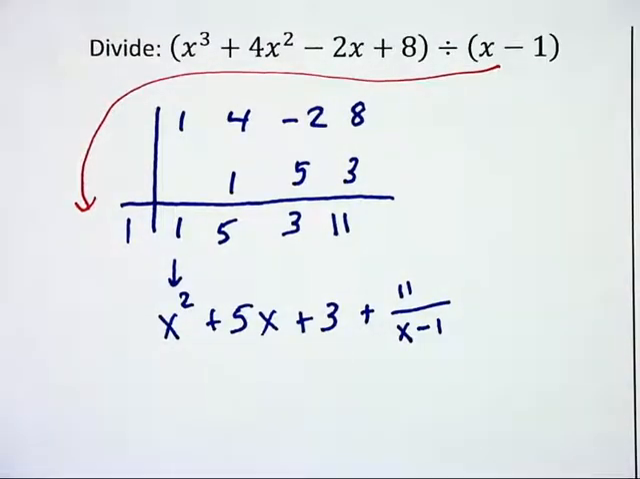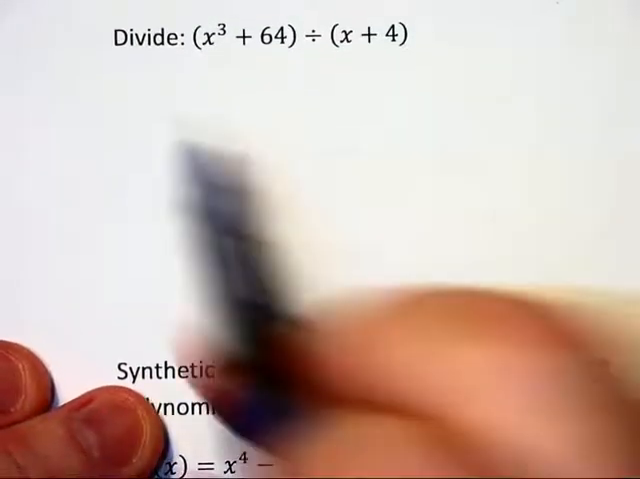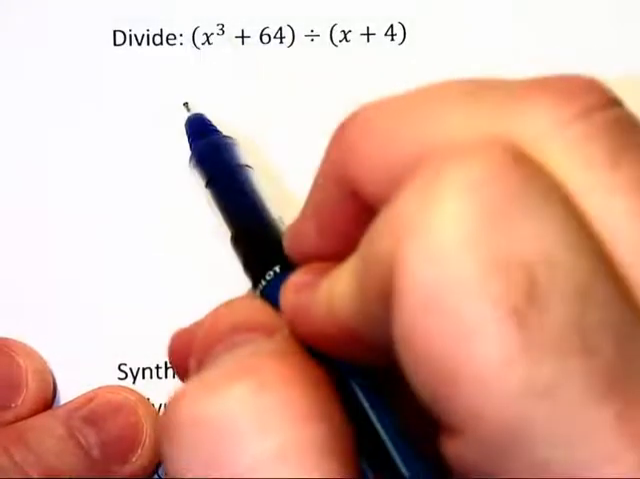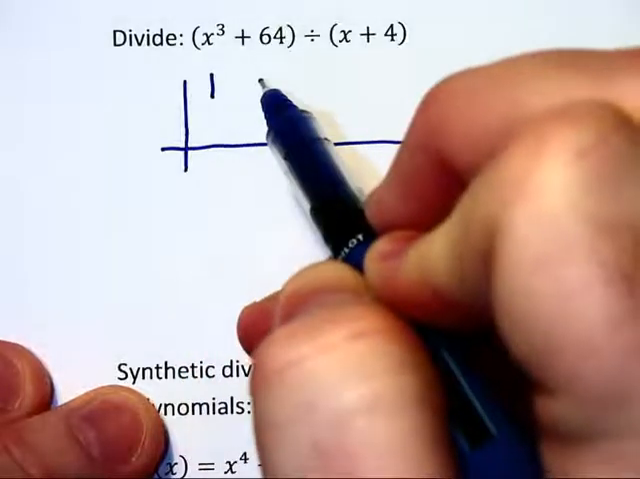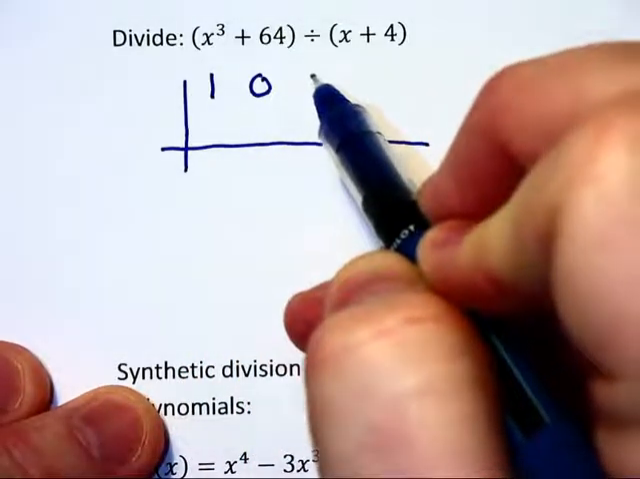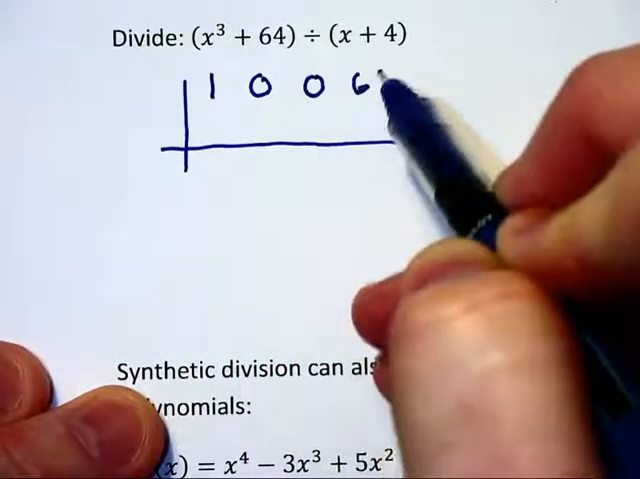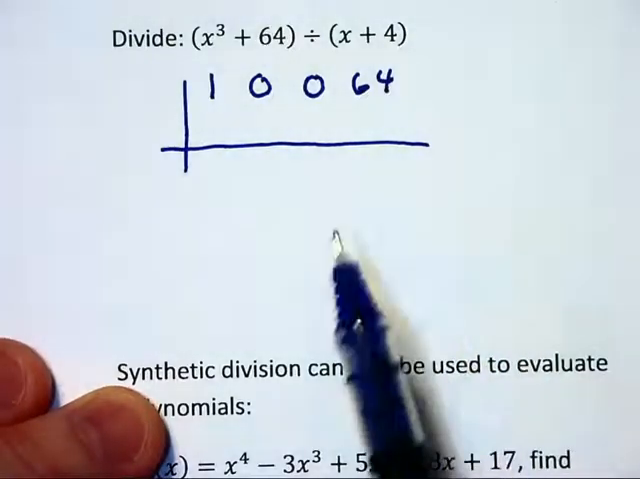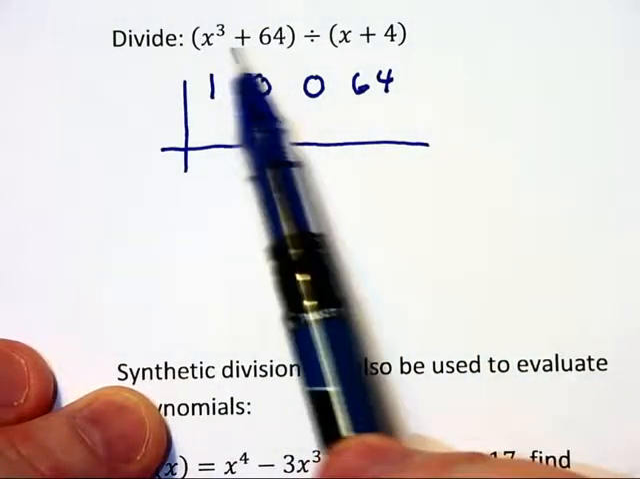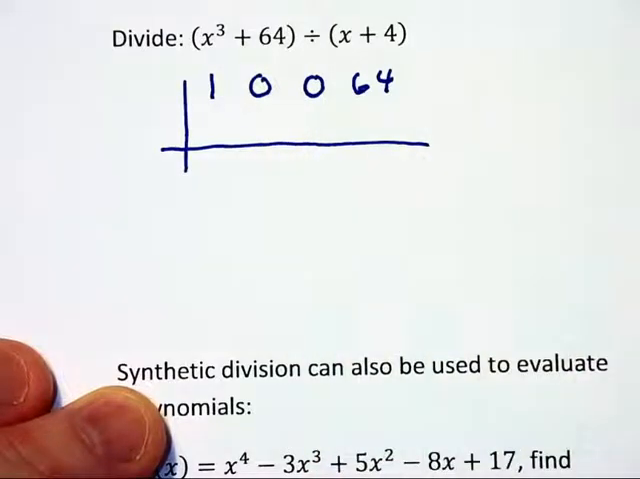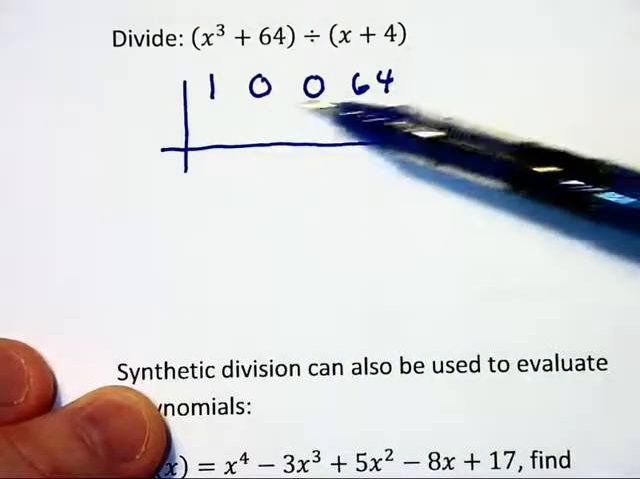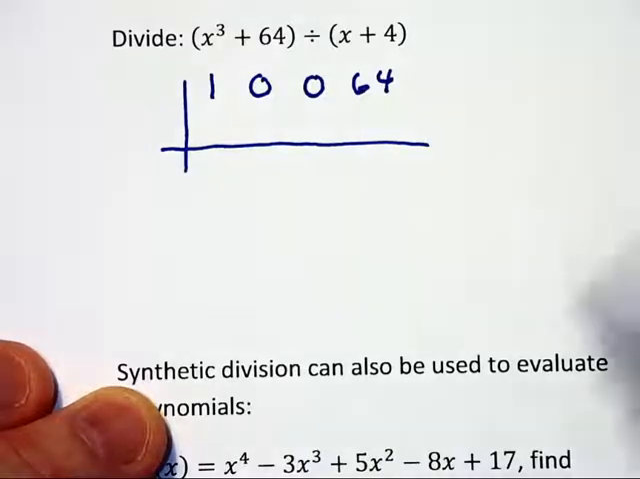It's that quick and easy. In this next problem, we have x to the third plus 64. We have our first little trick showing up. We have 1x cubed, no x squared, no x's, and 64. So just as with long division, where you've got missing terms in your dividend, you need to watch and insert zeros as necessary for missing terms.